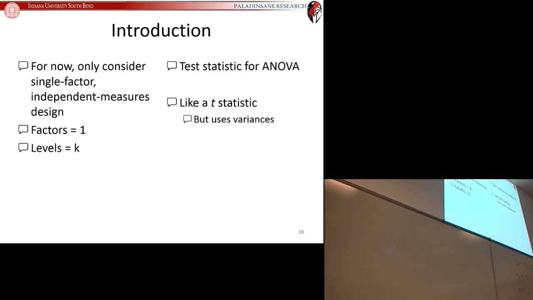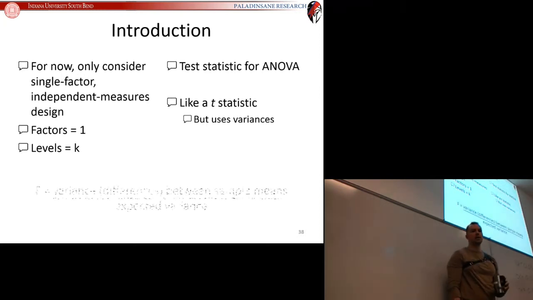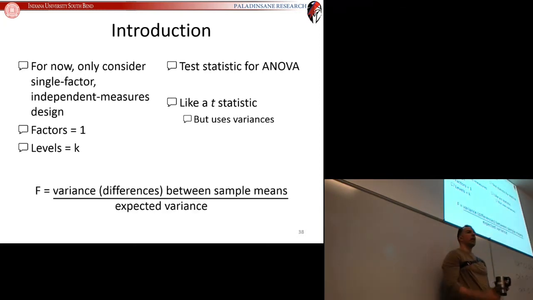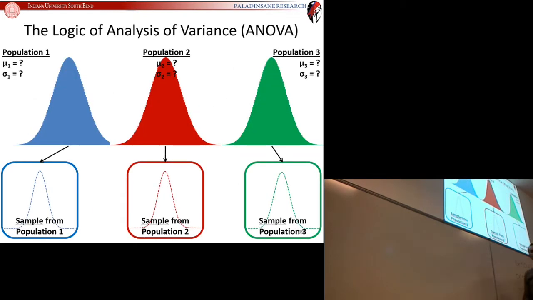The statistic for the ANOVA is like a t-statistic, but instead of means, it uses variances. So it's called an F statistic, and it uses the variance between sample means and divides that by the expected variance. Once again, we're dividing what we got by what we expected, but this time it's the variances between the samples versus what we would have expected just by chance. So that's the F statistic, and we're going to break it down and see exactly where these variances come from, because that will come up in our analysis of the ANOVAs.